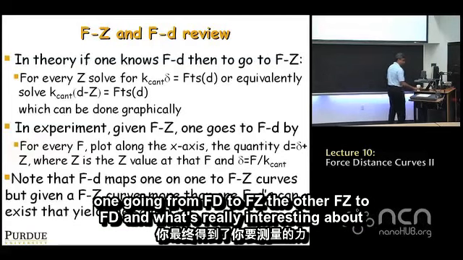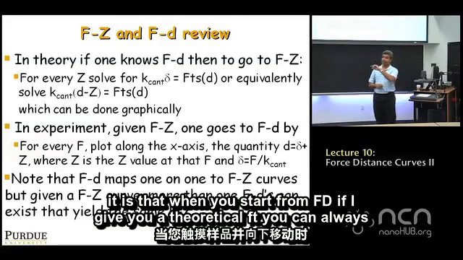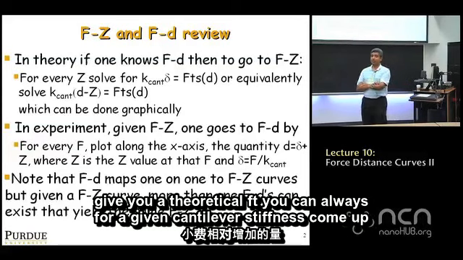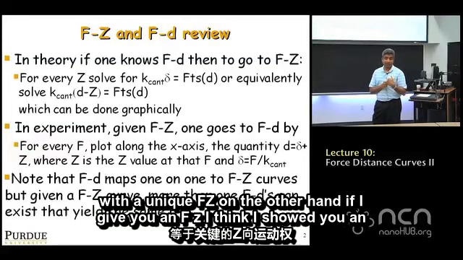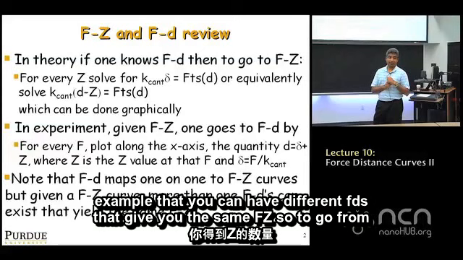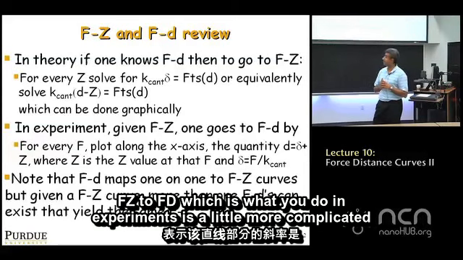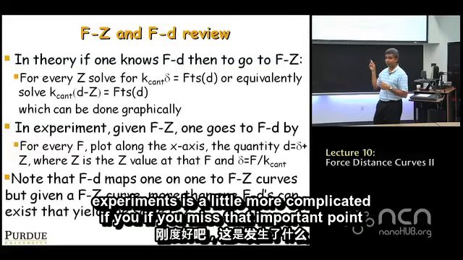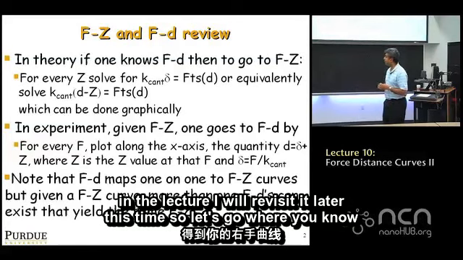And what's really interesting about it is that when you start from FD, if I give you a theoretical FD, you can always, for a given cantilever stiffness, come up with a unique FZ. On the other hand, if I give you an FZ, I think I showed you an example that you can have different FDs that give you the same FZ. So to go from FZ to FD, which is what you do in experiments, is a little more complicated. If you miss that important point in the lecture, I will revisit it later this time.